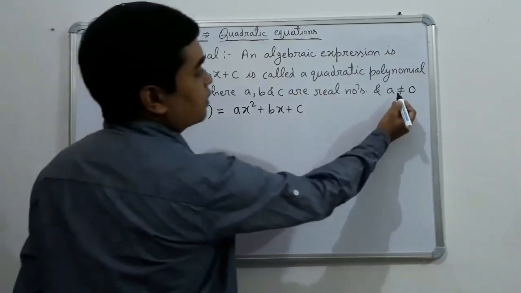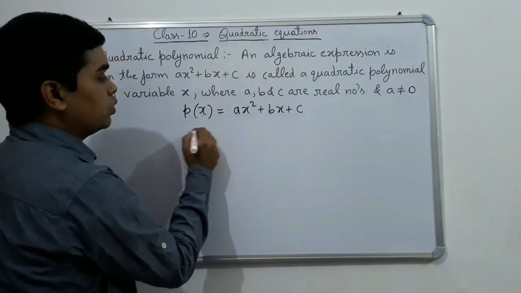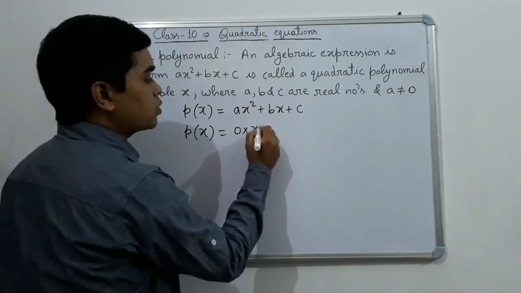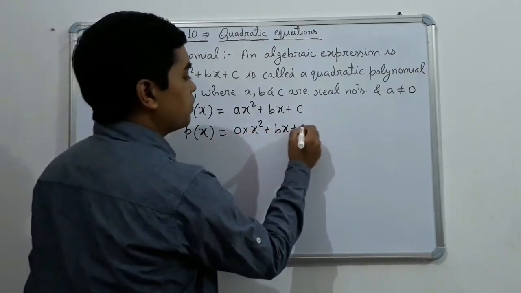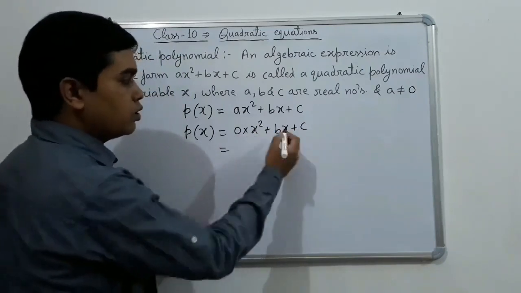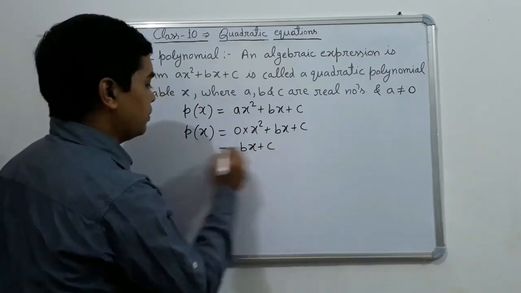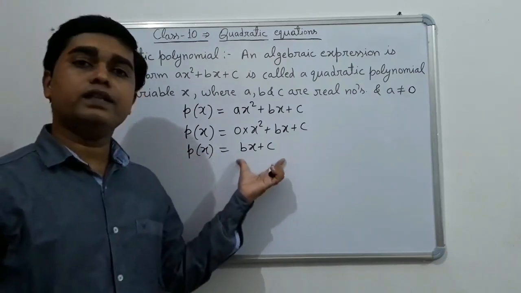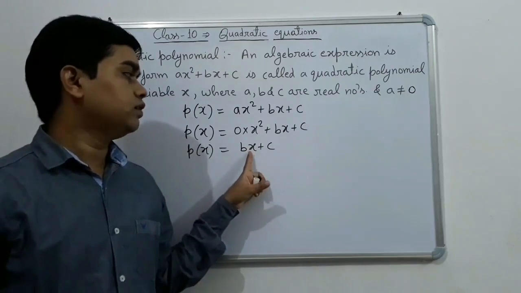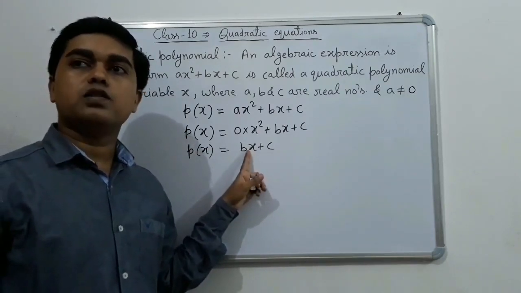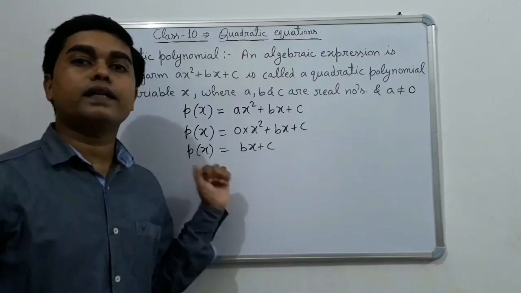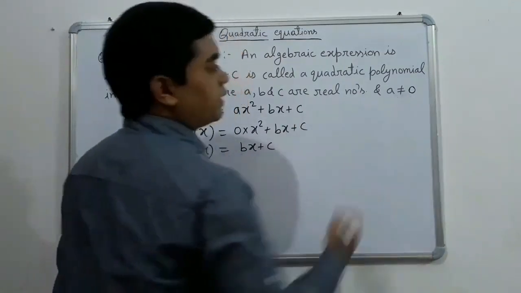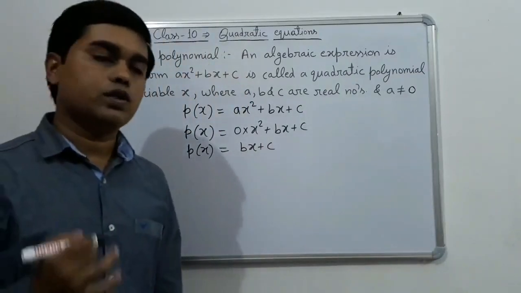Okay. So if here you will put a is equal to 0, then what you will get? We will get 0 into x square plus bx plus c. So 0 into x square means 0. So we will get here bx plus c, means p(x) is equal to bx plus c. Now see, what is the degree of this polynomial? See here, degree of this polynomial is 1. So it means this is not the quadratic polynomial, this is linear polynomial. Okay, so that's why here it is written a should not equal to 0.